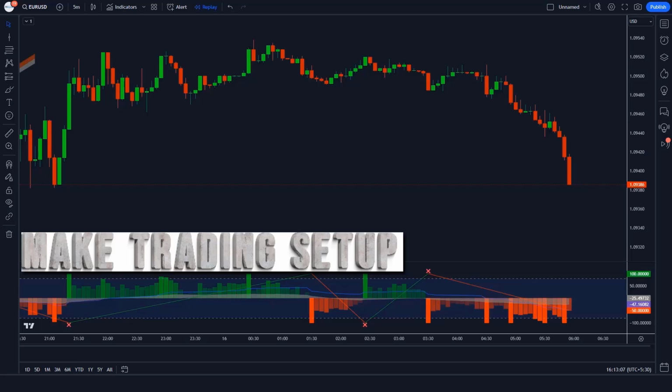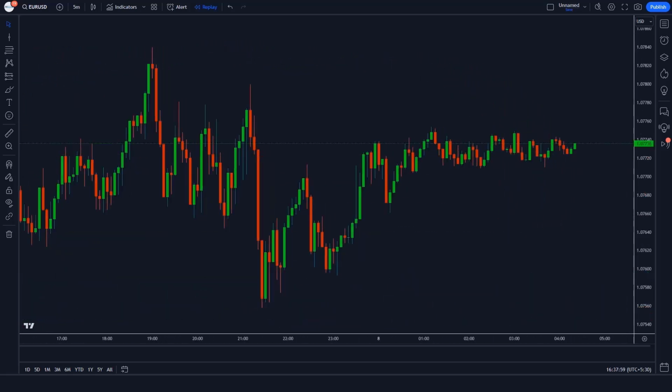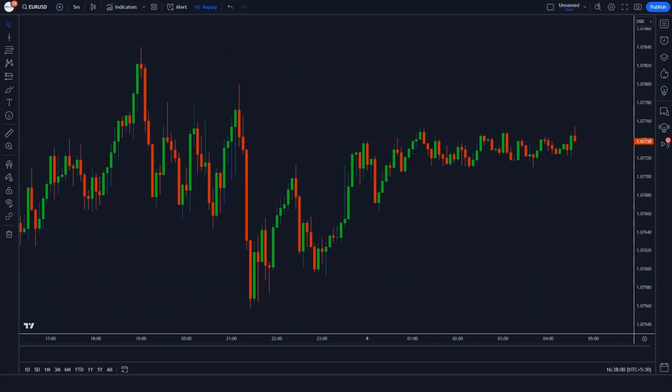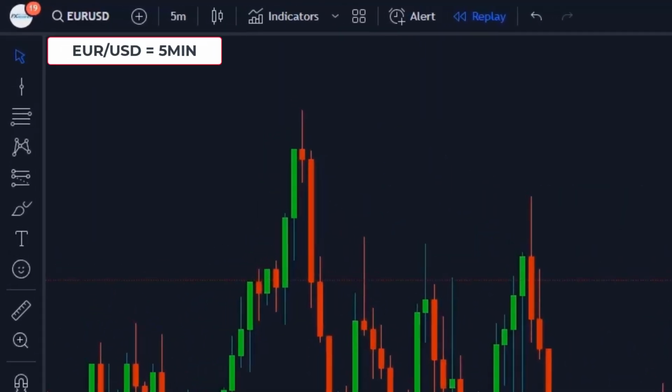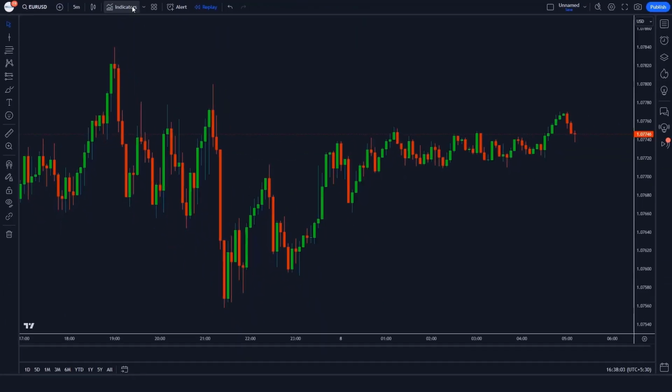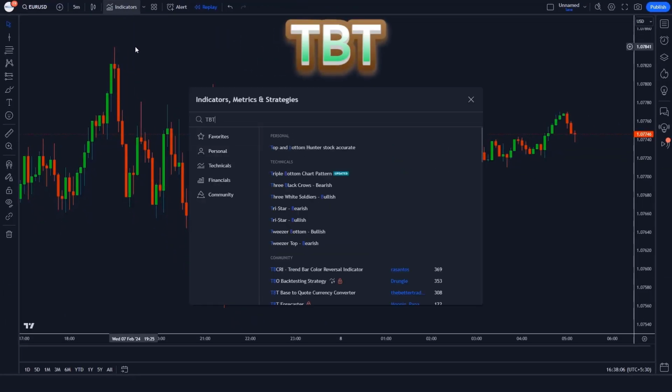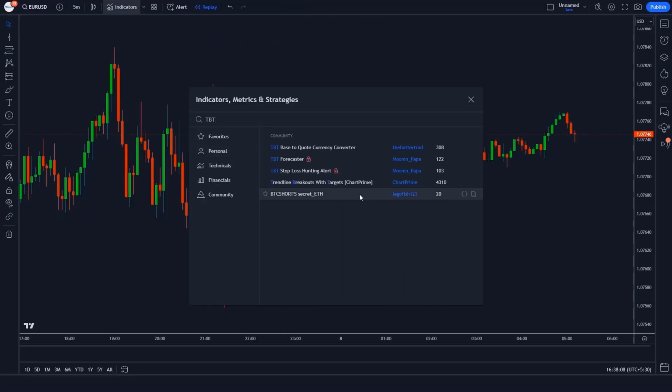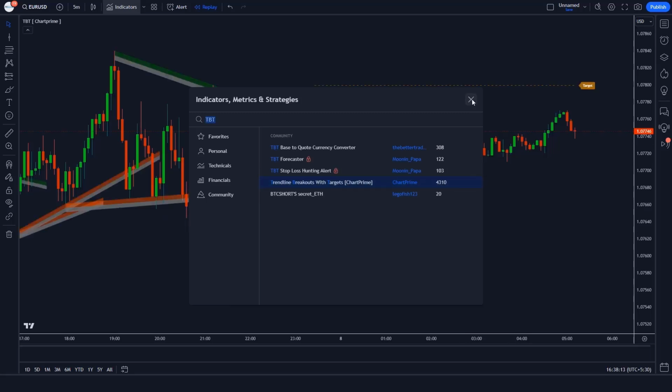How to make the trading setup. So first we open a clean chart in TradingView. We will set the EUR/USD chart to 5 minutes because this strategy works very well in 5 minutes. First of all, we will search TBT in the search box of TradingView. After that we have to click on the Trendline Breakouts with Targets option.